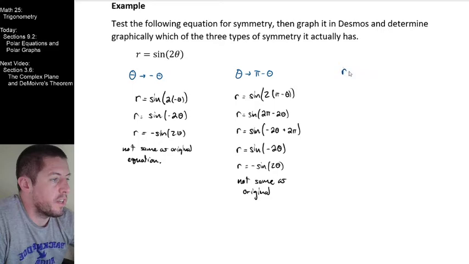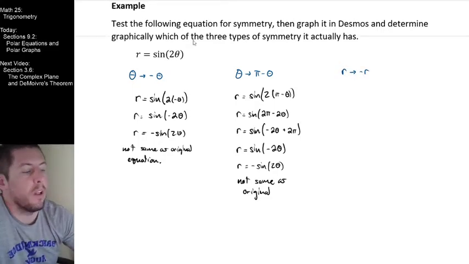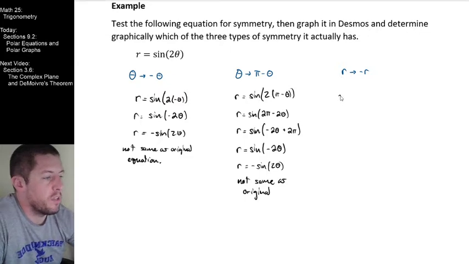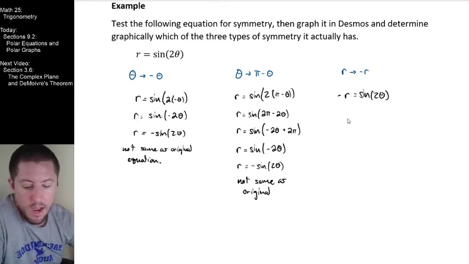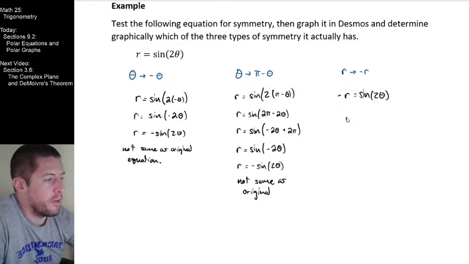Finally, let's look at our last one. This will be the easiest check to do. Replace r with negative r to see if we get radial or rotational symmetry. So, negative r equals sine of 2 theta. Well, there's no simplification to do. I don't have math to show for this guy right here. I guess a thing I could do is rewrite this as r equals negative sine of 2 theta. And again, it's not the same as the original.